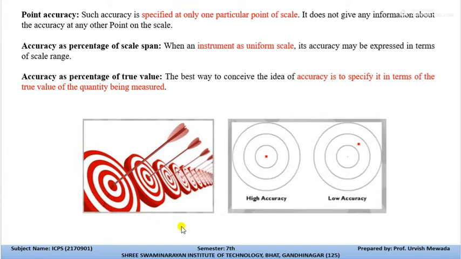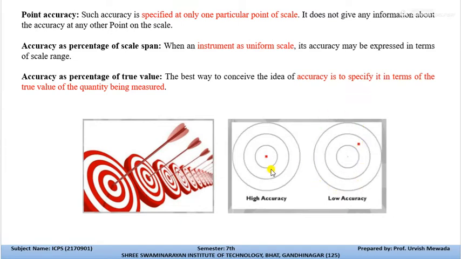Two figures are given. One is a bullseye with an arrow in it. In this diagram, the dot in the center of the circle indicates high accuracy, and low accuracy means the dot is somewhere out of the circle.